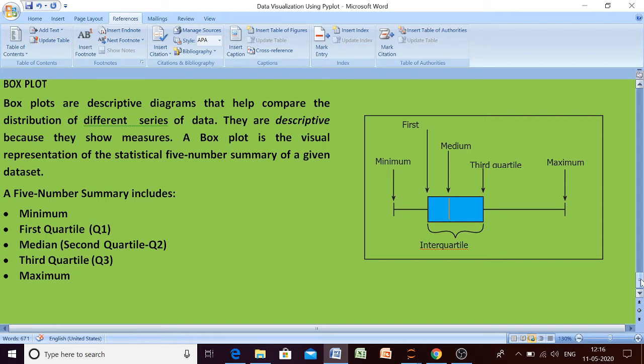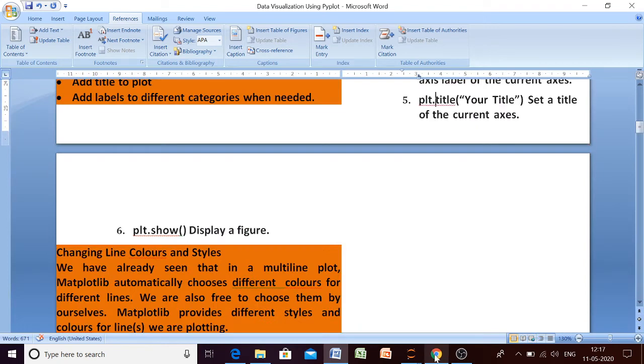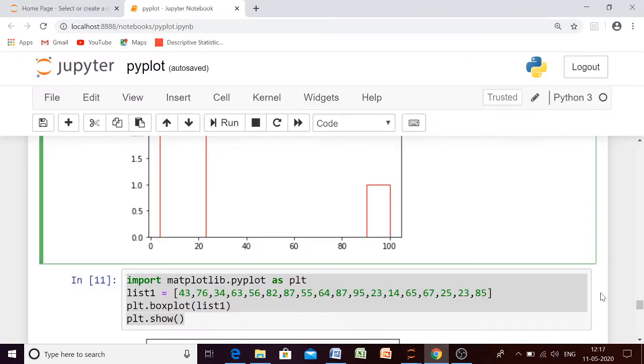We will have series of data, and using box plot, 5 things will be labeled. What are those 5 things? From the data, it will represent the minimum value, the maximum value, the median. Okay, the median means the average, and then the first quartile, that is 0.25 of the data, and the third quartile, that is 0.75 of the data. So these 5 things we will have using box plot. So let us see how to draw our box plot.